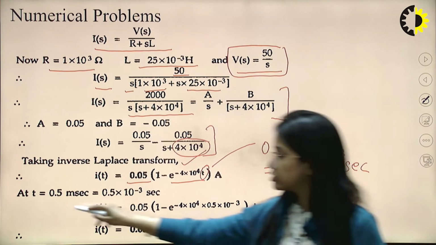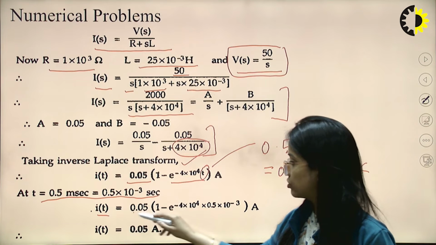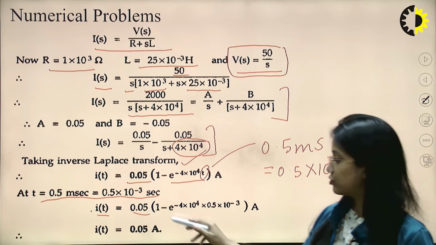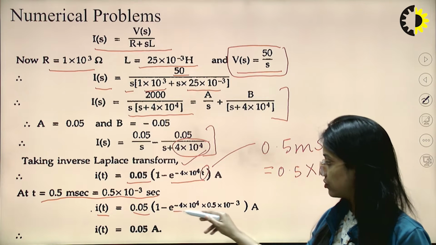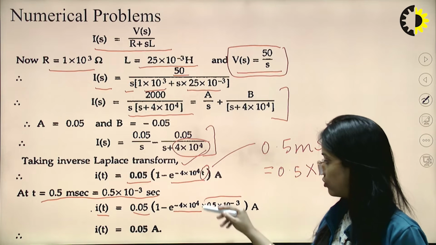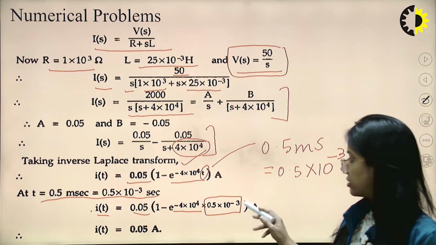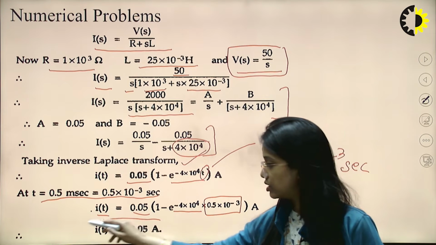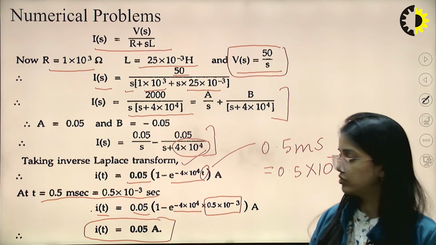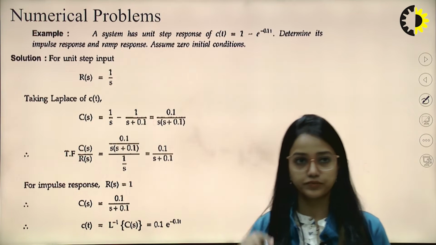We are substituting the value of t, and here i of t will be equal to 0.05 into 1 minus e raised to the power minus 4 into 10 raised to the power 4 into the value of t, 0.5 into 10 raised to the power minus 3. So this is the actual value of current. This is how we solve the numerical.